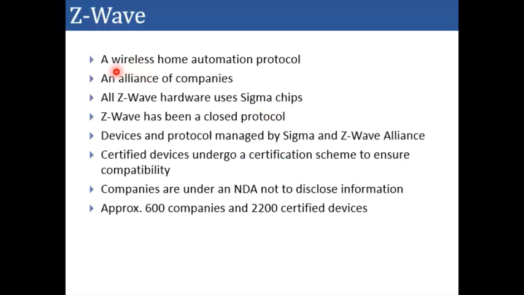Now let's see another communication technology called Z-Wave. So Z-Wave is again a wireless home automation protocol. It is an alliance of companies similar to Zigbee, but here the hardware for Z-Wave comes from Sigma chips. So this is the biggest constraint in case of Z-Wave, that it is not as open as we see in case of Zigbee. So that's why Z-Wave is considered a closed protocol.